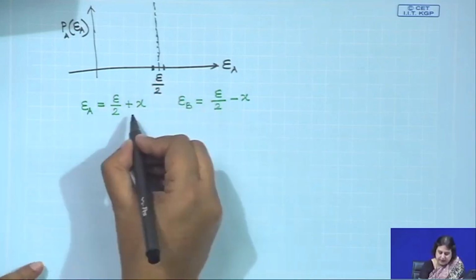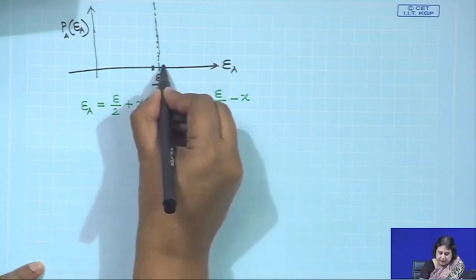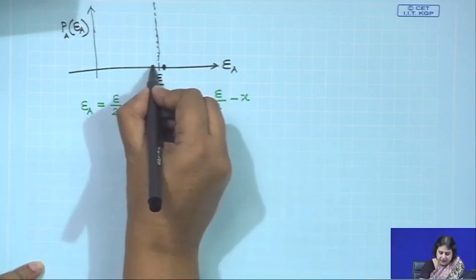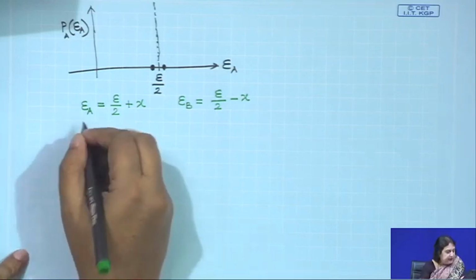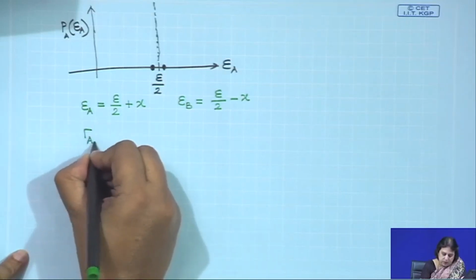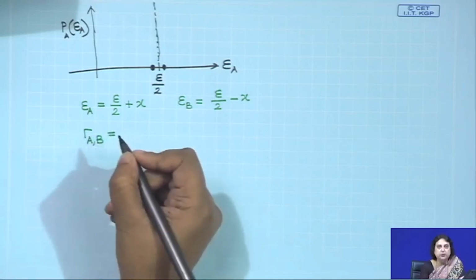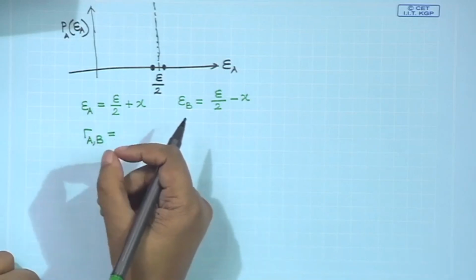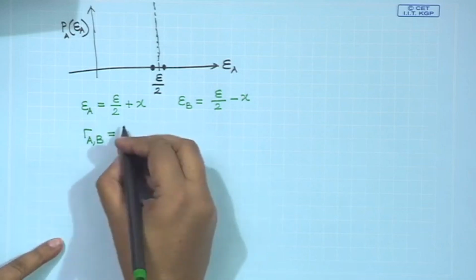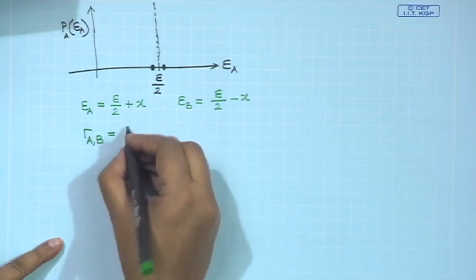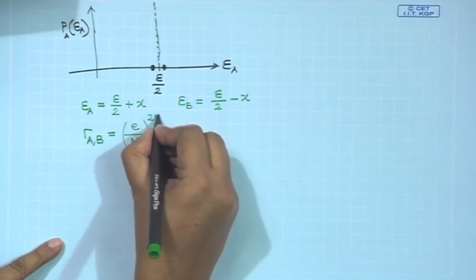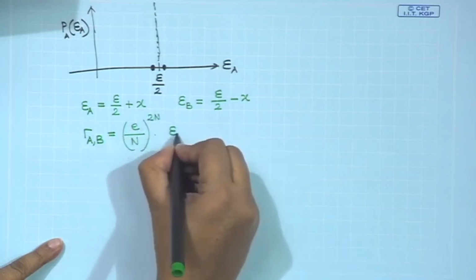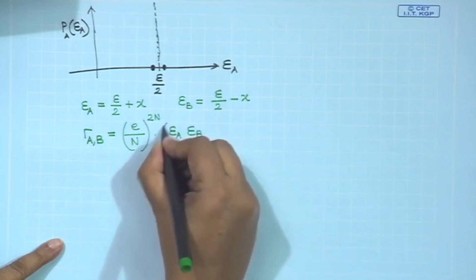Basically, if x is positive, you are somewhere here. If x is negative, you are somewhere here. You are very close to the location of the maximum in the probability distribution. Now, the consequence of this is that if I want to find out the number of microscopic states associated with this small deviation away from the maximum, I find that this is going to be E by n to the power of 2n into epsilon A into epsilon B to the power of n.